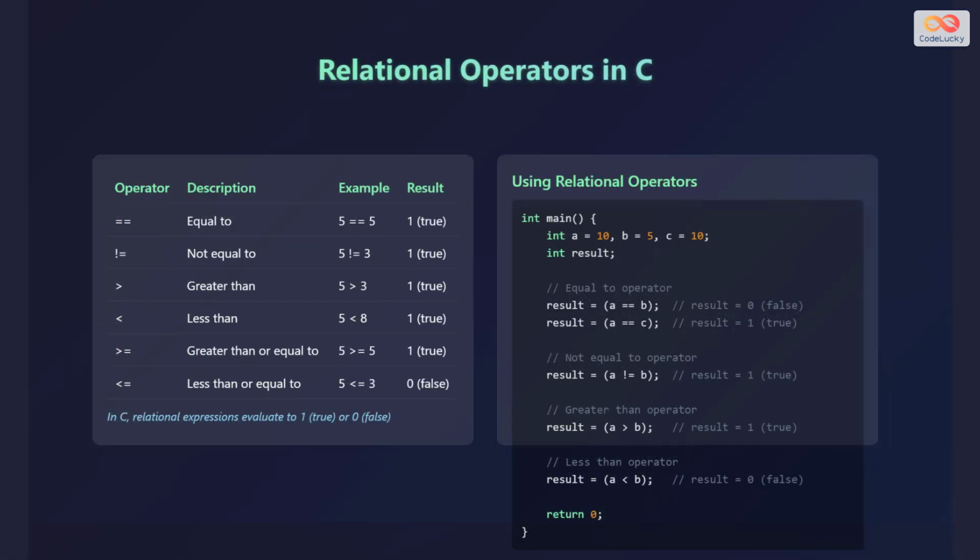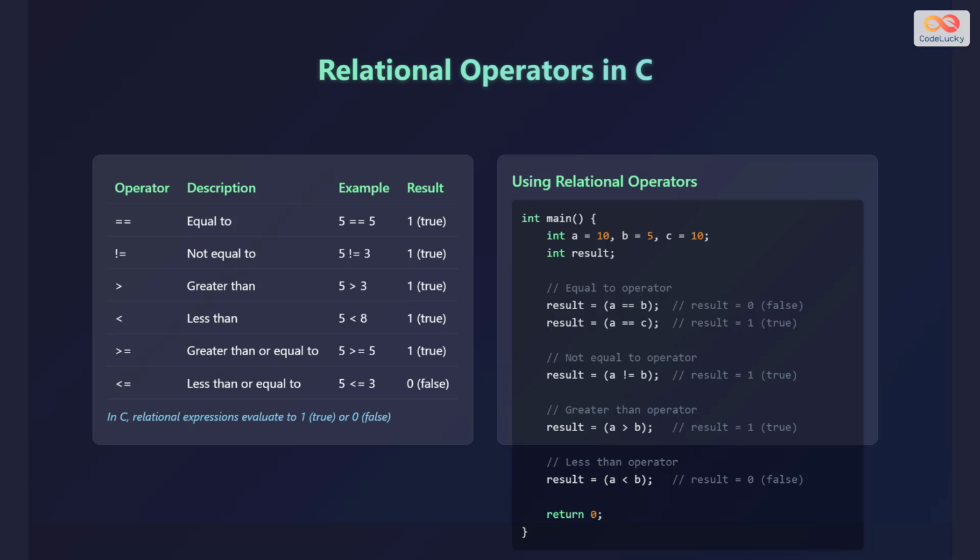In C programming, relational operators are used to compare two values. These operators return 1 if the comparison is true, and 0 if it's false. The equal to operator, denoted by 2 equals signs, checks if 2 operands are equal. For example, 5 equals equals 5 returns 1, which means true. The not equal to operator, denoted by an exclamation mark followed by an equals sign, checks if 2 operands are not equal. For example, 5 not equal to 3 returns 1, which means true.